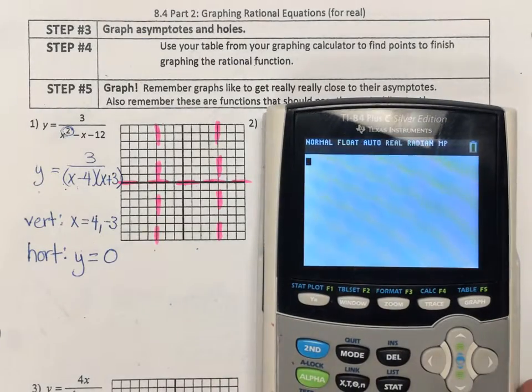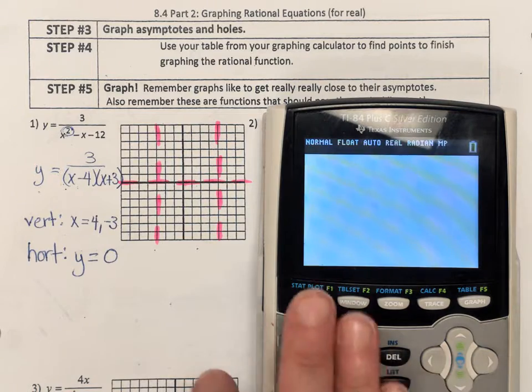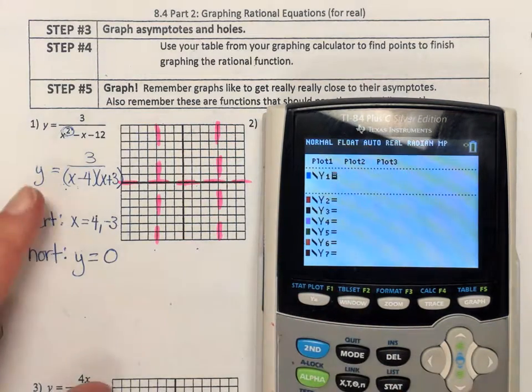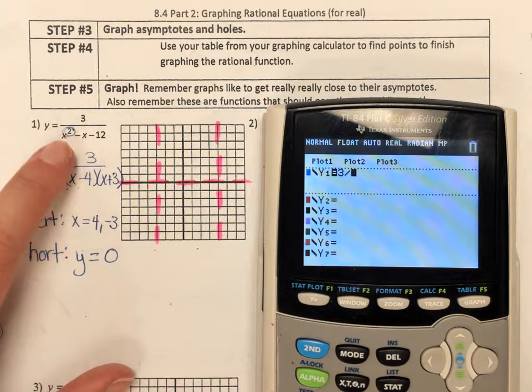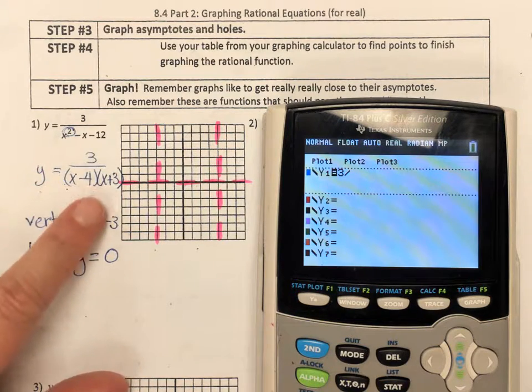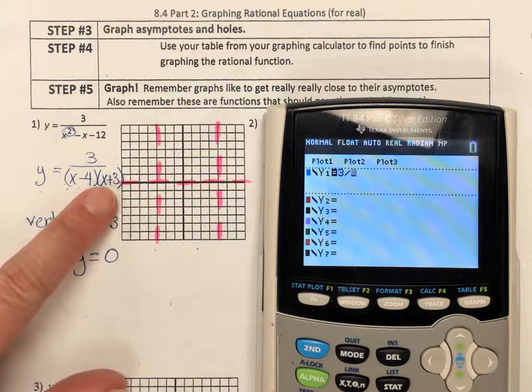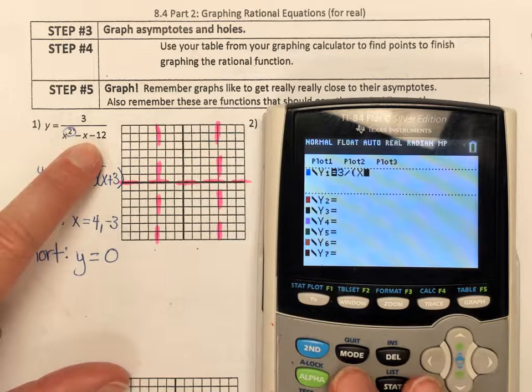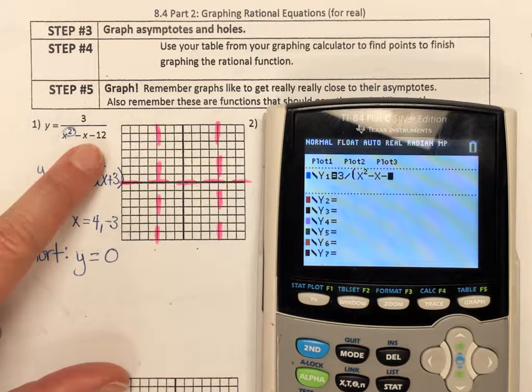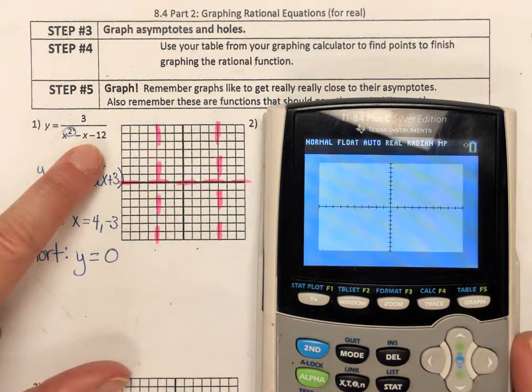Alright, where do we go first? Y equals, and you've got to be careful about how you plug this in, okay? So you do 3 divided by. To make sure that we plug this in correctly, it's easier if you plug in the x squared minus x minus 12 instead of the (x - 4)(x + 3). It's not wrong if you plug this one in, it's just easier to make sure we don't make a mistake. So open your parentheses, x squared minus x minus 12, close your parentheses, okay? Then we hit graph.